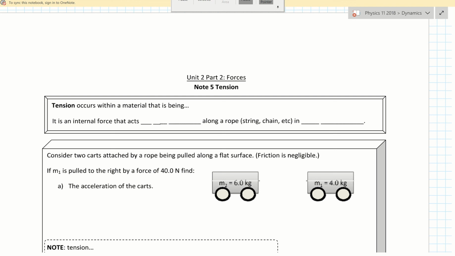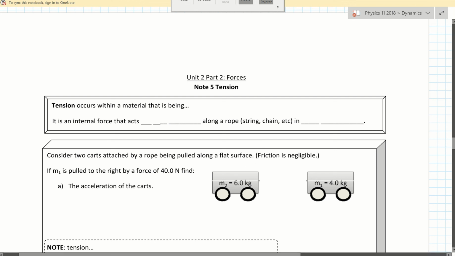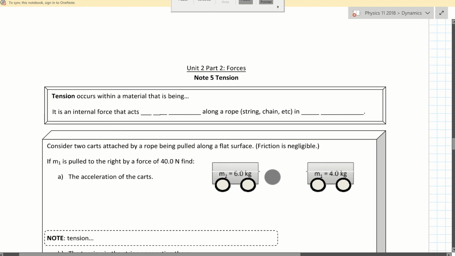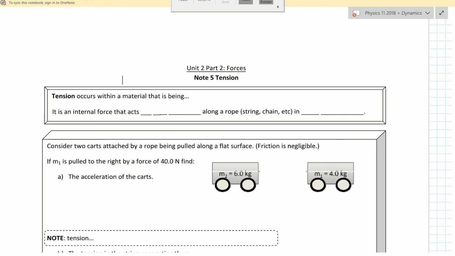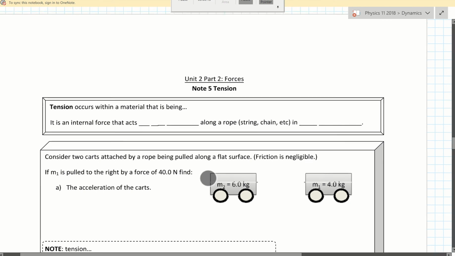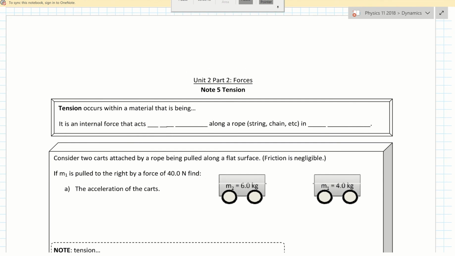Today we're going to look at something called tension. In our catalog of forces, we are finally down to one of the last few, but this is going to be one of the more confusing ones. Tension is a force along a rope, along some type of thin, skinny, line-like material, like a rope or a wire.